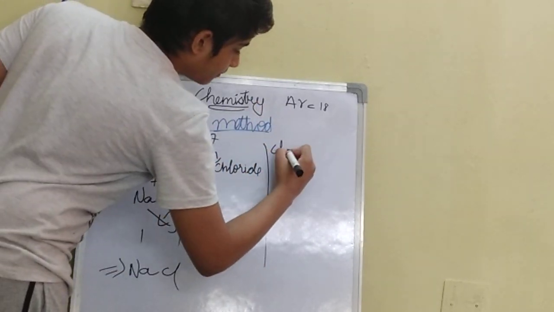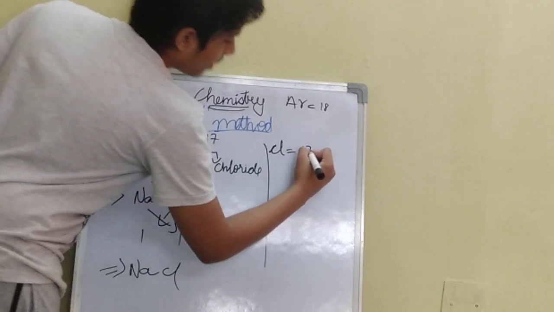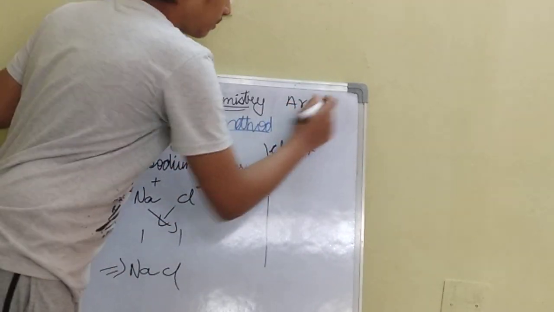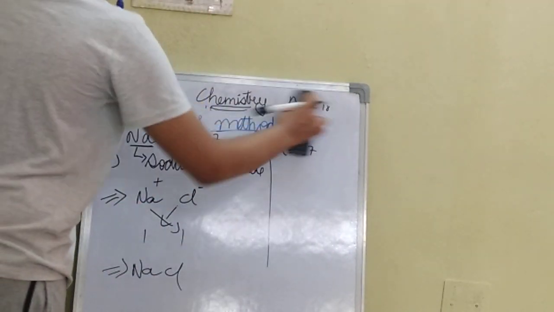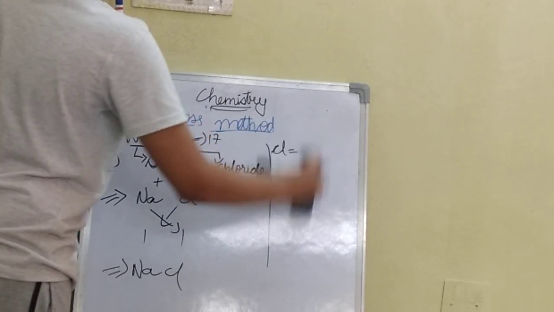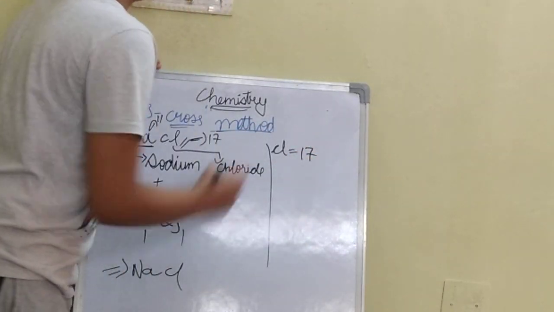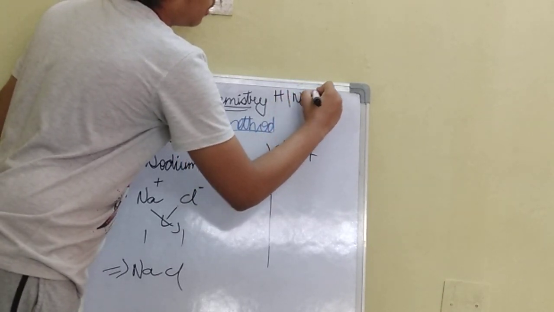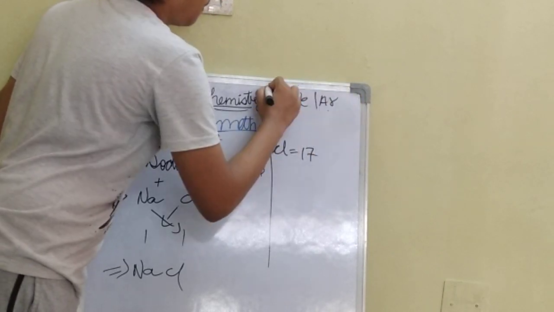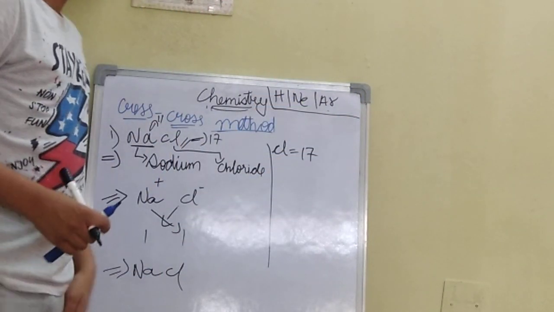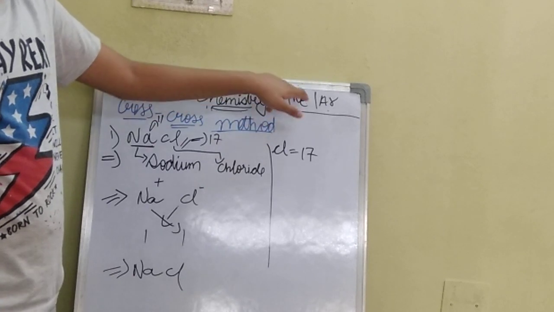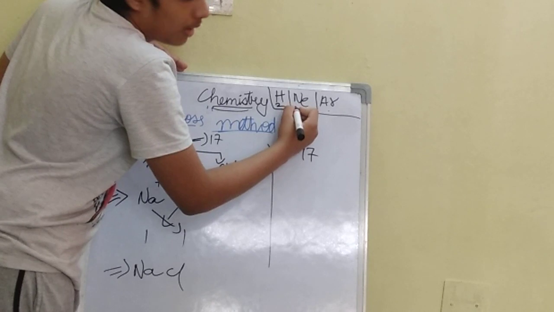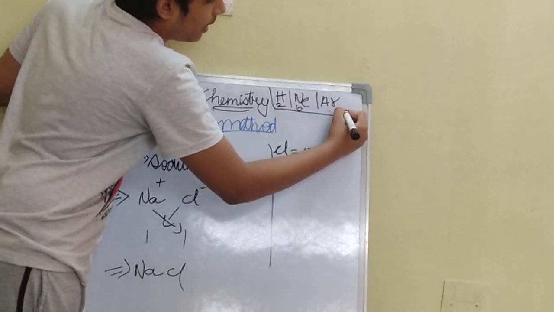Atomic number of Cl is 17. How to make it stable? First we write inert gases. Inert gases: helium, neon, argon. First 3 we will use more. Helium, neon, argon. Atomic number of helium 2, neon 10, argon 18.